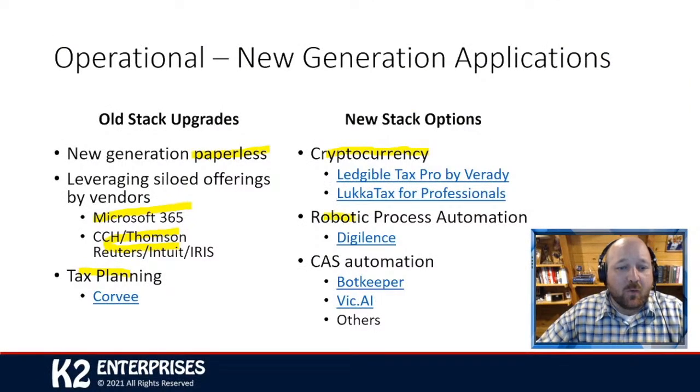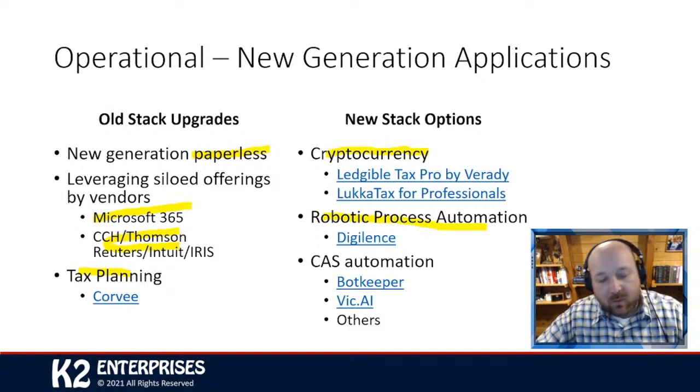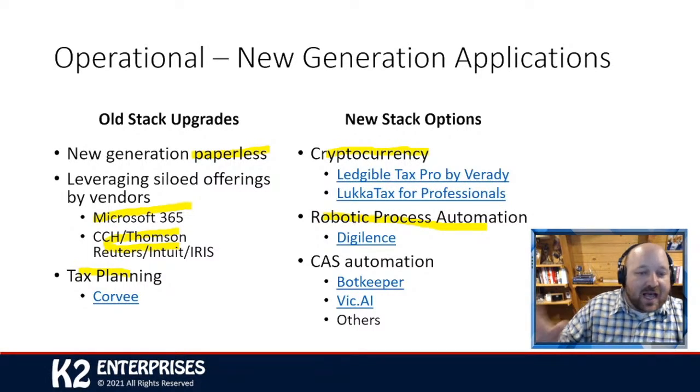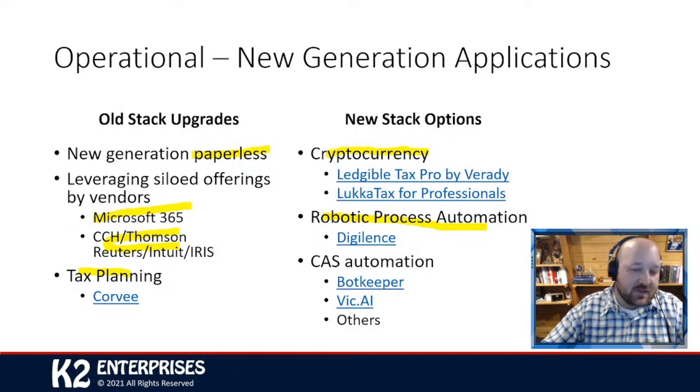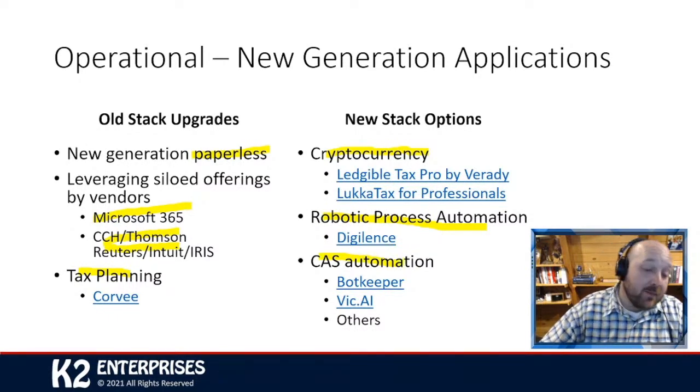We also have things for process automation, digital plumbing, and there's a number of tools that essentially can tie all these different solutions together, as well as a number of CAS automation services and automation around artificial intelligence like Vic AI.